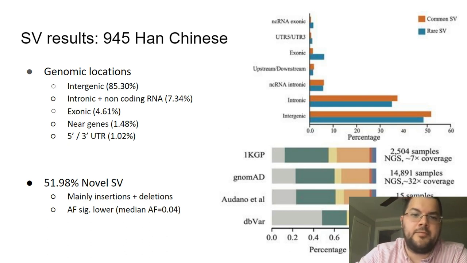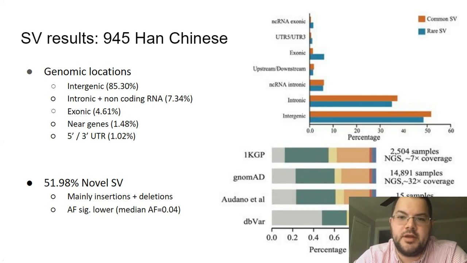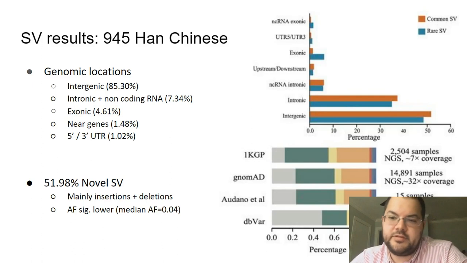Next, we looked at where these structural variants fall along the genome across this population. As expected, most of them fall in intergenic regions, around 85% to be precise, or in intronic or non-coding RNA regions. Only very few intersect with exonic regions or are near genes or at UTR regions.